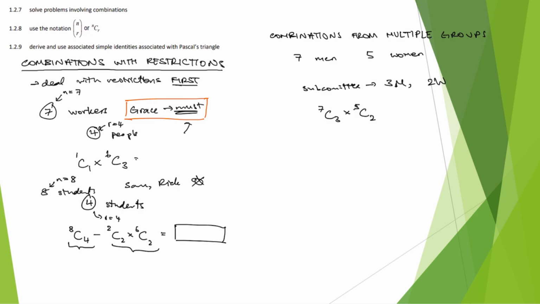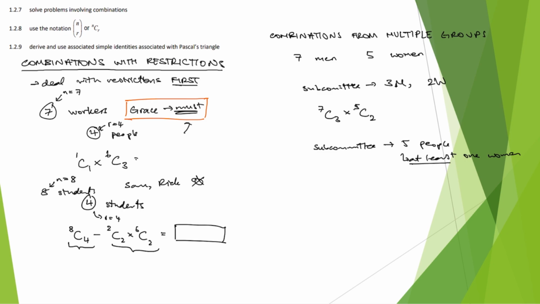Let's consider another case. Let's say we have to make a subcommittee that is equal to a total of 5 people, and it must have at least 1 woman. In this case, we can consider, again, the complement, in the same way we considered the case with Sam and Rick. We consider all the possible selections that we have, and we subtract the case where there are no women in the group.